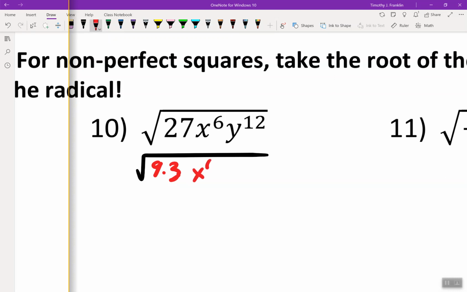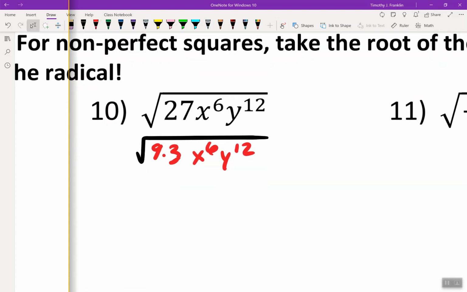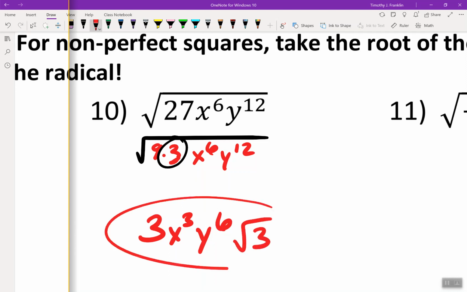And then we still have x to the 6th, y to the 12th. So let's evaluate that. The square root of 9 is 3. The square root of x to the 6th is x to the 3rd. The square root of y to the 12th is y to the 6th. And this 3, you can't take the square root of 3 and get a whole number, so we're going to leave it inside the radical like this. And this is the exact answer.